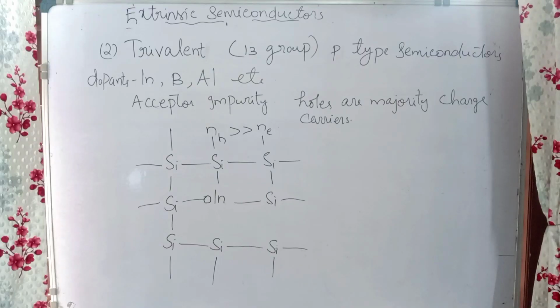So now we have seen that in the case of pentavalent impurities, that means whenever we add pentavalent impurities, there were more number of electrons. So the majority charge carriers were electrons, and it was called N-type semiconductors, right?